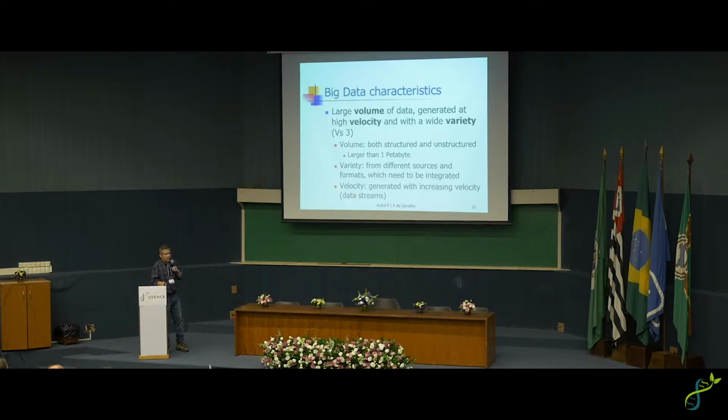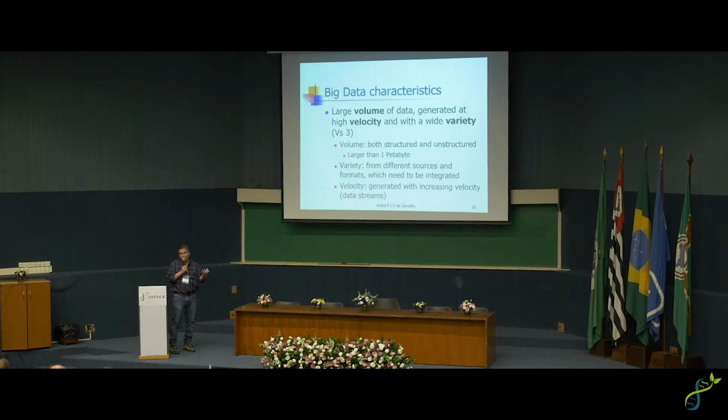But there is kind of a consensus, at least in the beginning, that big data could be defined by 3 V's: variety, velocity, and volume. Volume, both for structured data, like an Excel or tabular file, and unstructured data like DNA, RNA, or a sequence of amino acids in a protein.